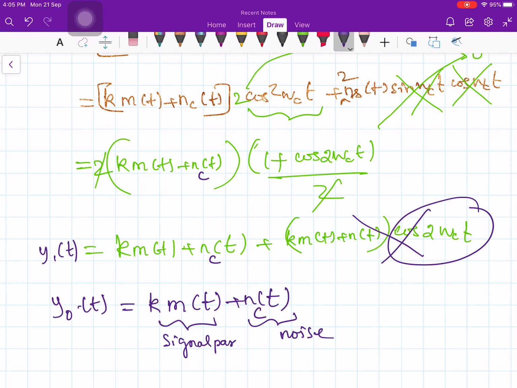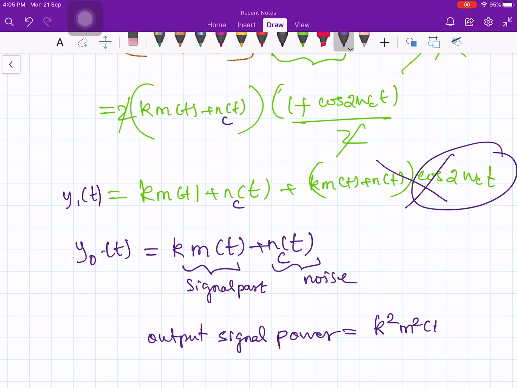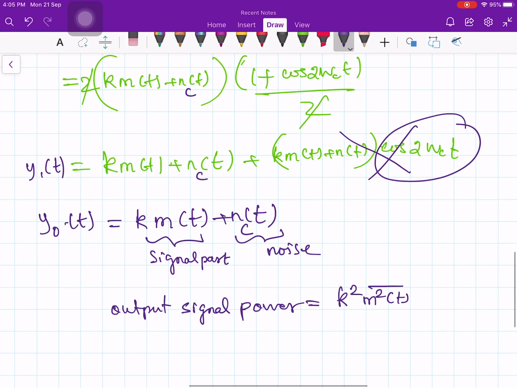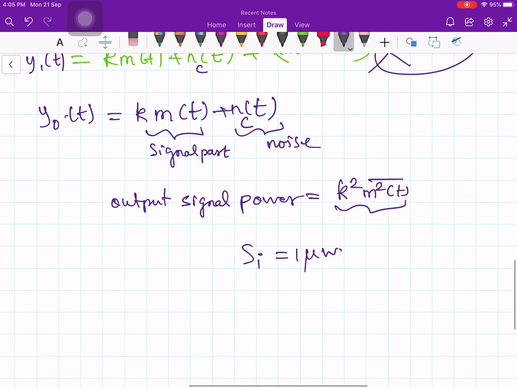Okay, so output signal power is equal to k square times m square of t bar. This is not given in the problem. In the problem, input power is given, which is 1 microwatt. So Si is equal to 1 microwatt. What is the input signal to the receiver? Input signal is k times m of t times cos omega ct. This is what we are giving to the receiver.